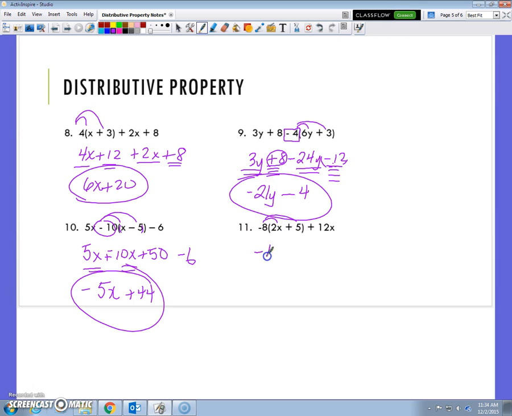Number 11. Distribute. Negative 16x. Ooh, almost made a boo-boo. We have negative 16x minus 40 plus 12x. And so now I see this 12x did not change at all. Okay, the negative did get distributed though. Combining my like terms, negative 16x plus 12x is negative 4x minus 40. And there's my solution. And remember, you got to have your variables first, your constant last. Variables go in order from highest exponent down to lowest exponent after alphabetical order.